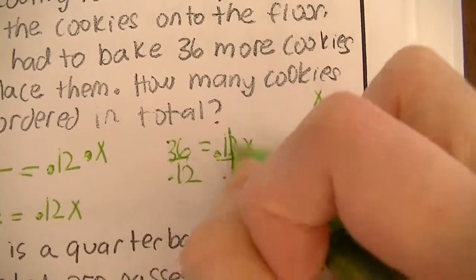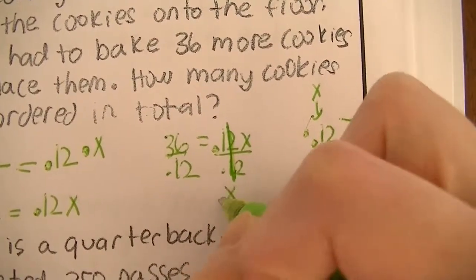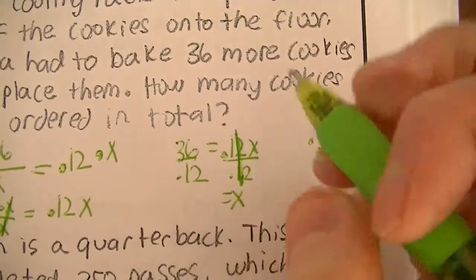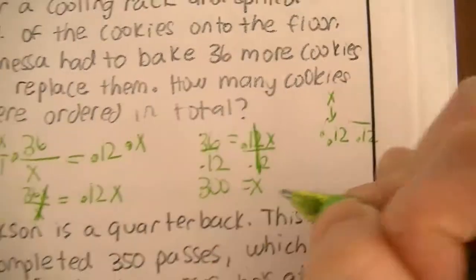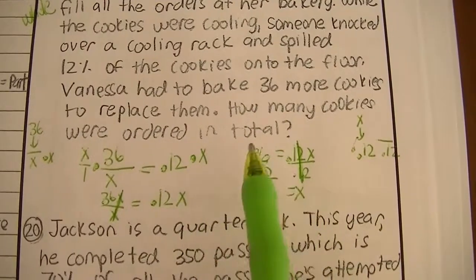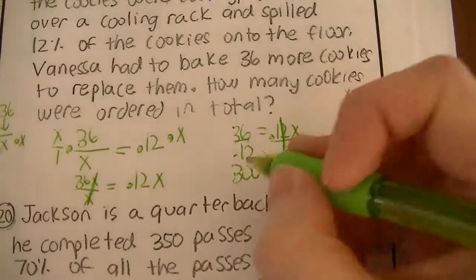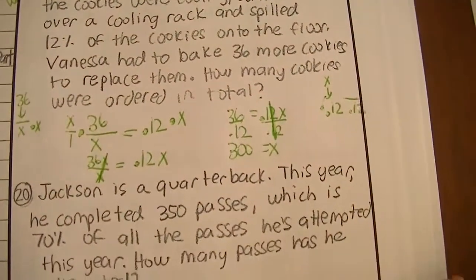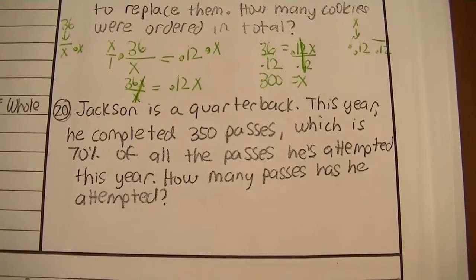12/100 divided by 12/100 is 1. 1 times x is 1x, or x. 36 divided by 12/100 is 300. That's how many cookies were ordered in the grand total. 300. Okay. Number 20. Jackson is a quarterback.